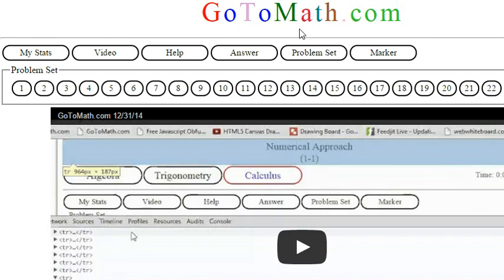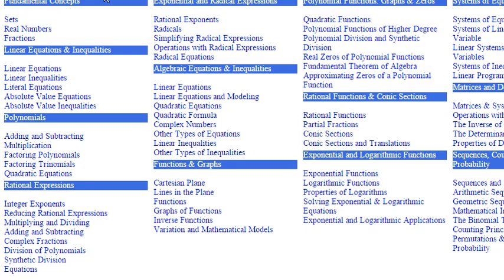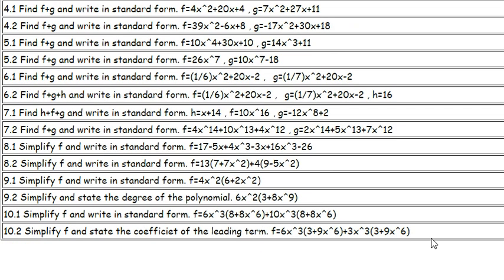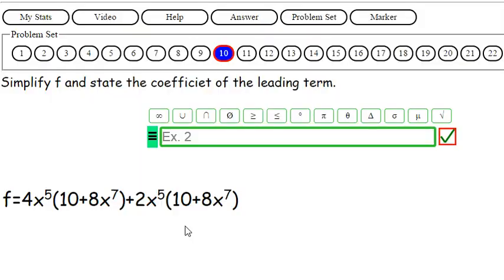Hey, we're over here. Go to math.com, click on algebra, and let's go down to adding and subtracting. Click on that. Simplify f, state the coefficient of the leading term.